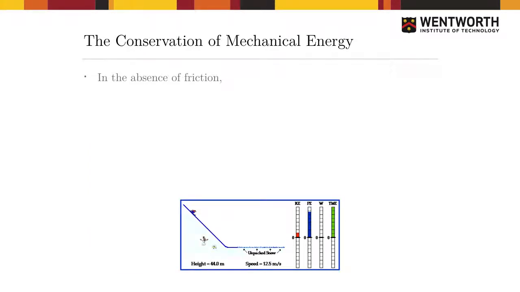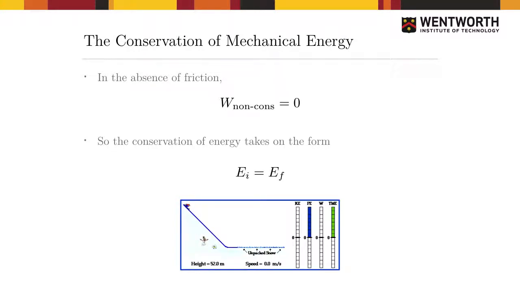Now in this course, we often neglect friction. Not always, but often. If we neglect friction, the conservation of energy becomes a bit simpler. If there's no friction, there's no work done by non-conservative forces. Therefore, the conservation of energy looks like this. The initial total energy that an object has is equal to the final total energy for that object. In other words, the total energy of a system never changes.